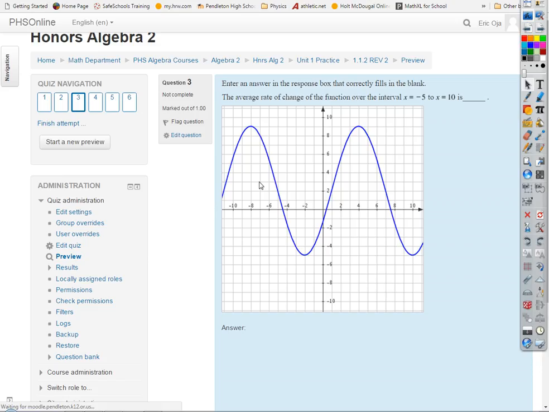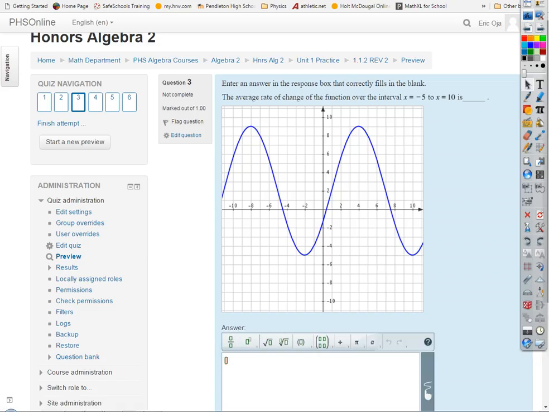Okay, average rate of change. For average rate of change, I think I'm going to go ahead and add a little line segment on here to make this easier to see. So when we want to know the average rate of change of the function over the interval from x equals -5 to x equals 10.